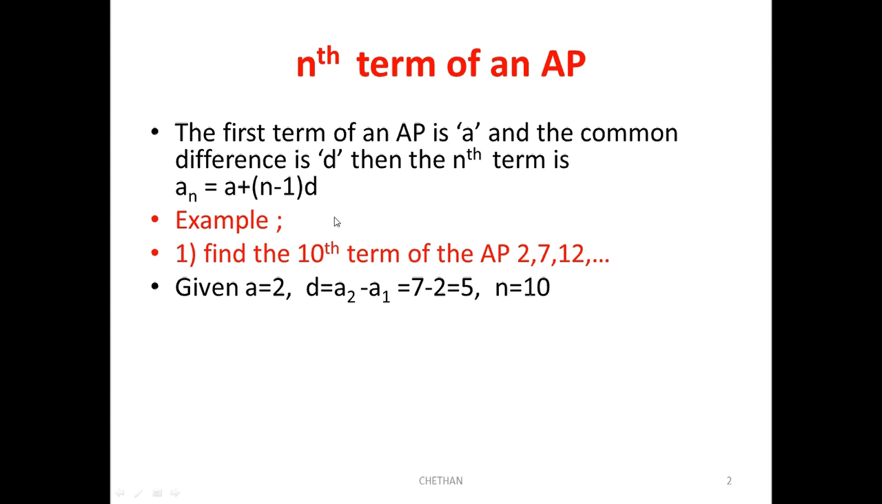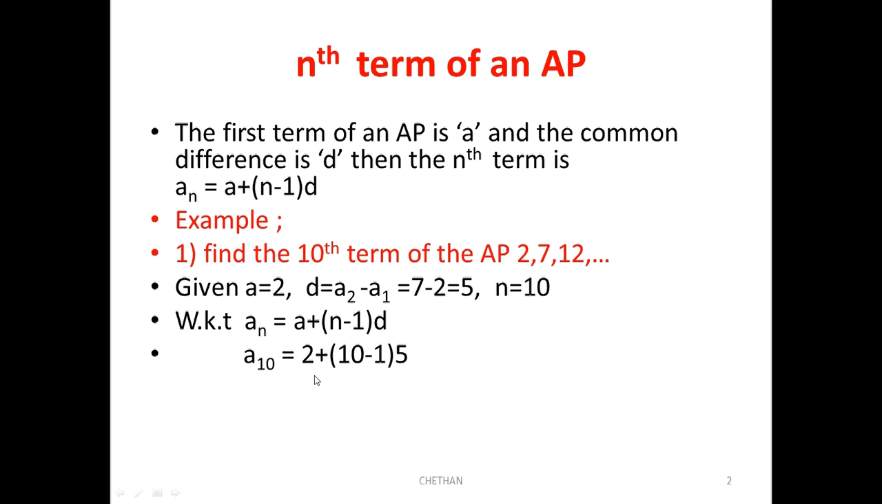Using the general formula an is equal to a plus (n minus 1) into d, I am going to substitute these values in this equation. See here, an means the 10th term, a10, and in the place of a it is 2. In the place of n it is 10, and this is 10 minus 1. In the place of d I am taking 5.